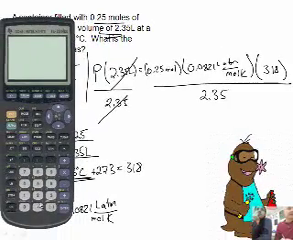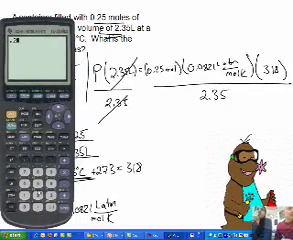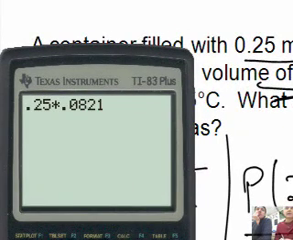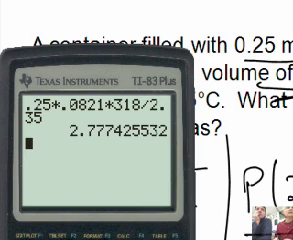So now on my calculator, I have 0.25 times 0.0821 times 318, divided by 2.35. I get the answer. So the pressure is 2.78.